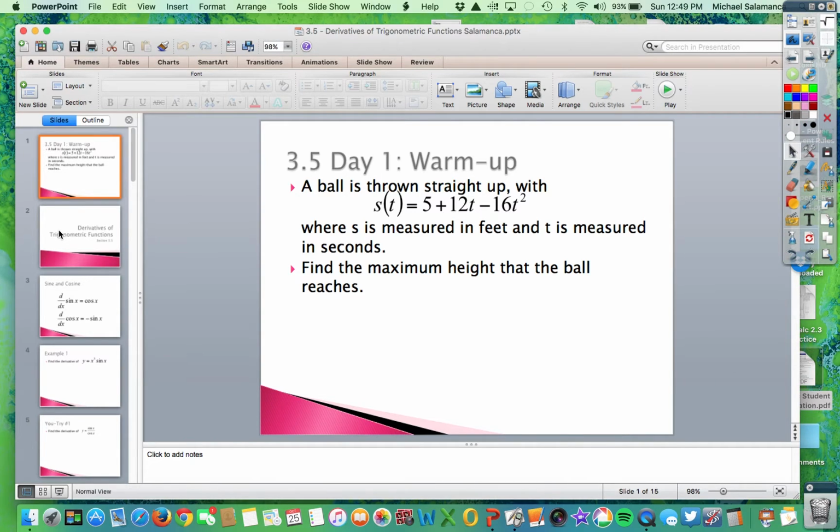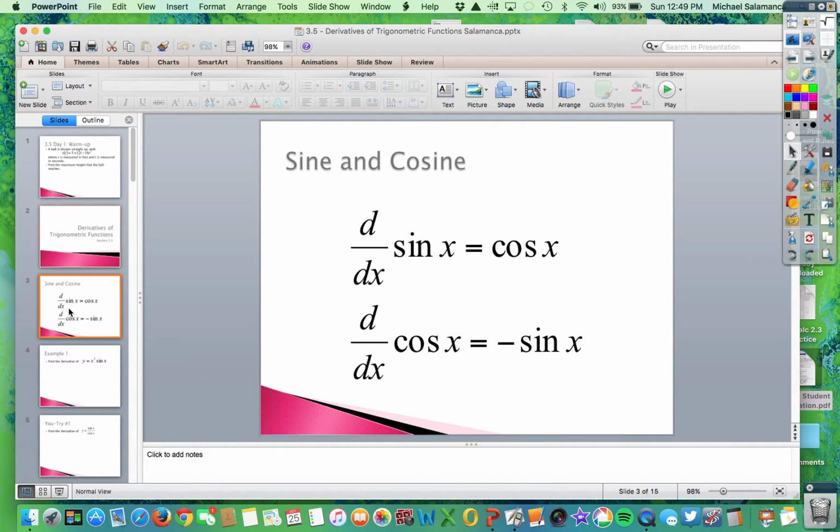So again, we're working on derivatives of trig functions. Now, here's just a couple basics that you need to know to get started. The derivative of sine x is equal to cosine of x. And the derivative of cosine of x is equal to negative sine of x. So these are two very important things that you're going to want to write down. Everything else from here can be solved using these two derivatives.